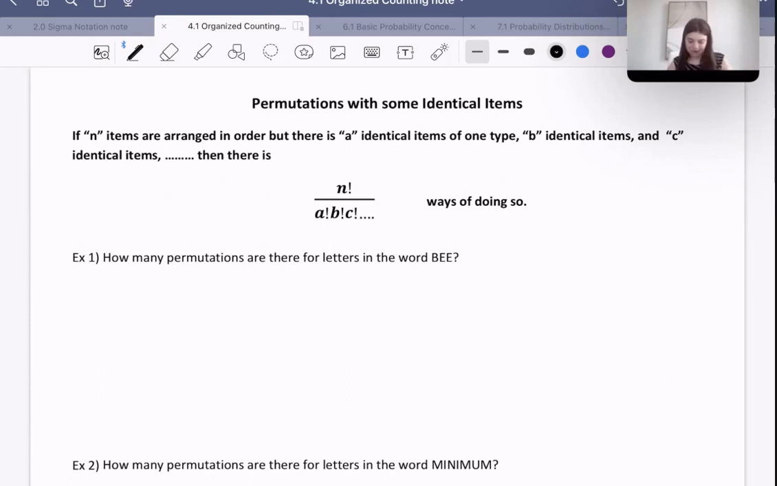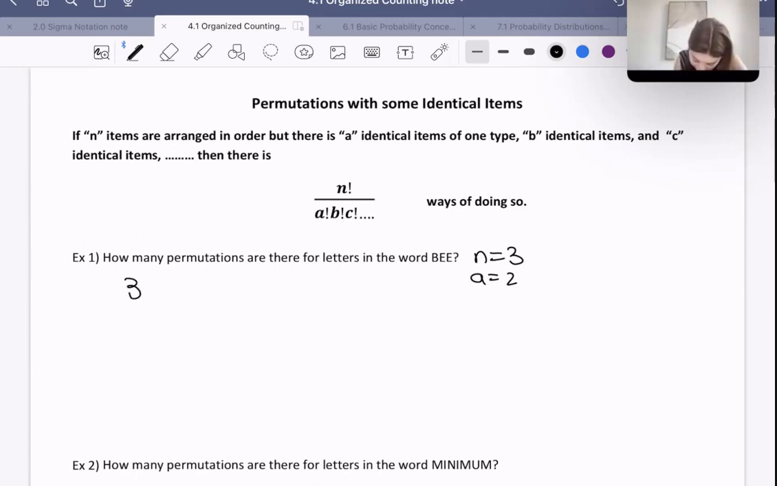So let's do that. It says here, how many permutations are there for the letters in the word BEE? Well, n would be 3 here, right? There's 3 letters. And then there's 2 E's, right? So a would be equal to 2. There's 2 identical E's. However, there's only one B, and so there's no b identical items of another type or c identical items of another type or anything like that. There's only 2 identical E's, and that's the only identical thing that I see in this word, which makes sense because there's only 3 letters in this word. So how many identical items could we really have? Not that many, hopefully.